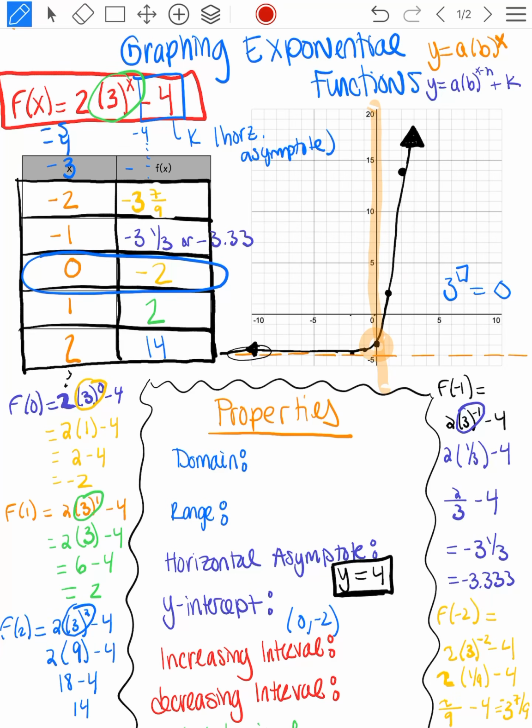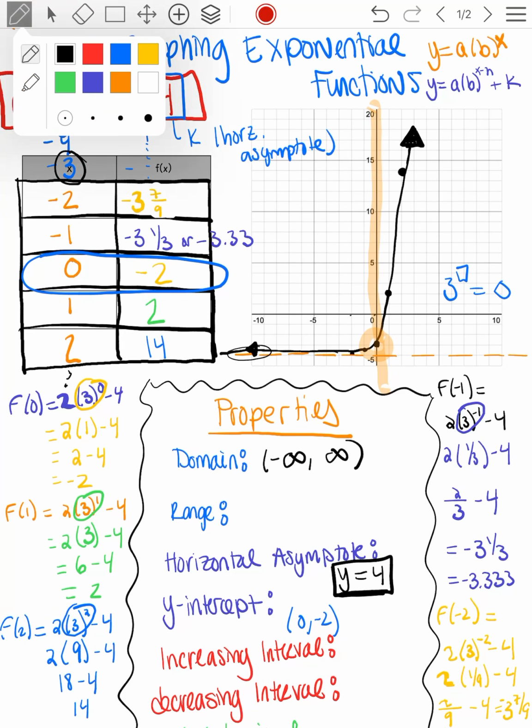Yes, it's going up, but it's also going, look, very slowly to the right. So my domain is -infinity to infinity. Basically, I can put any negative number in for x. I can put any positive number in for x. I can put any of those numbers into my equation, and that's why my graph's going to keep going left forever and keep going right forever.